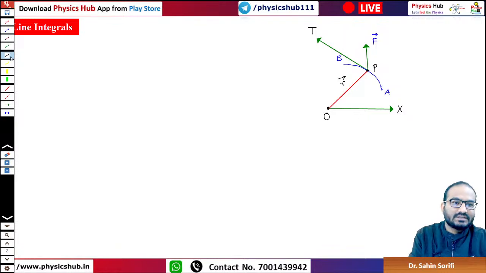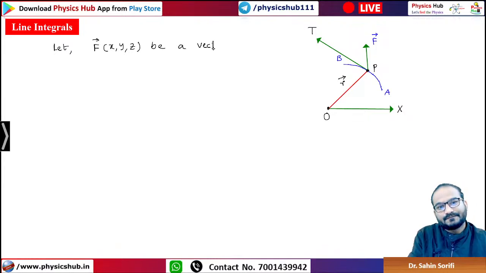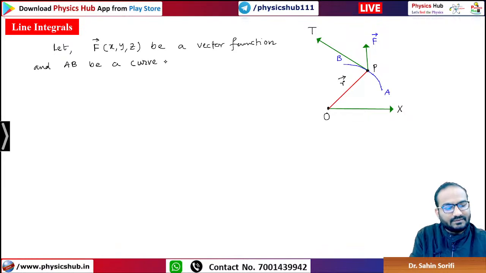So first of all, let us write what we have defined. Firstly, we have defined that obviously we are taking a three-dimensional case, let f of xyz be a vector function and AB be a curve. These two things we have defined.